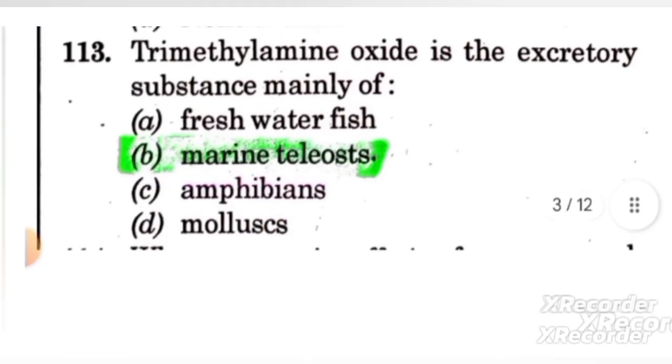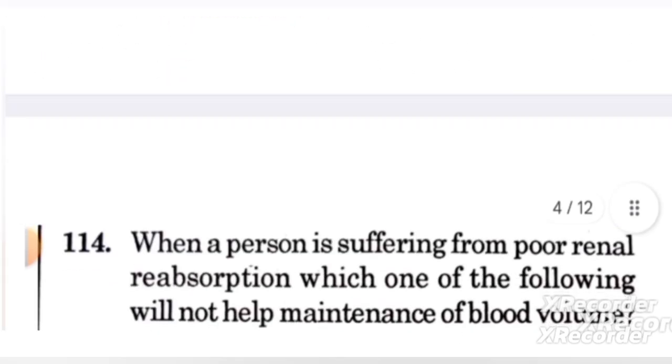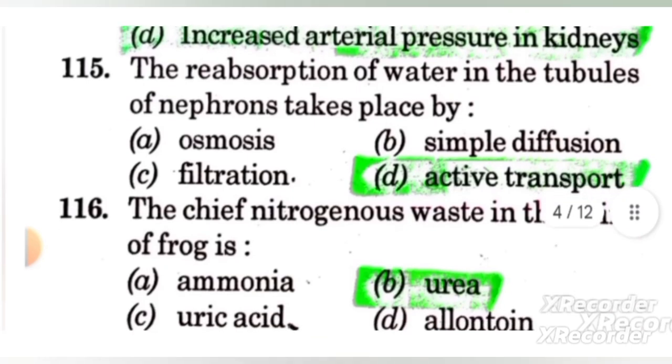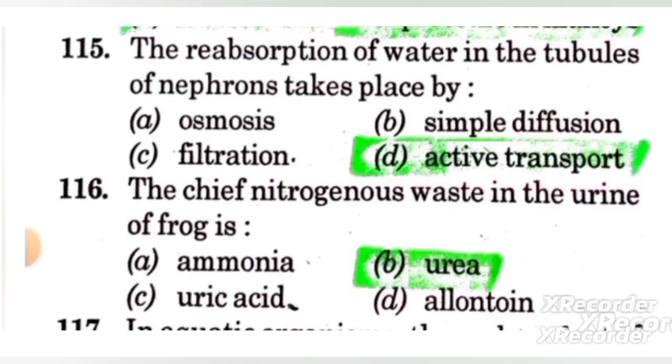Next, 113. Trimethylamine oxide is the excretory substance mainly of? Answer B, marine teleosts. Next, 114. When a person is suffering from poor renal reabsorption, which one of the following will not help maintenance of blood volume? Answer D, increased atrial pressure in kidneys. 115. The reabsorption of water in the tubules of nephron takes place by? Answer D, active transport.